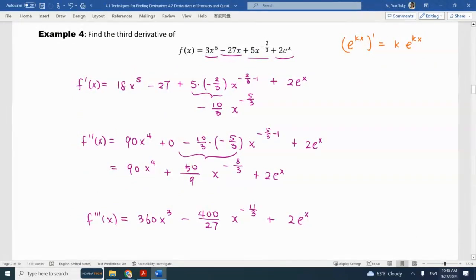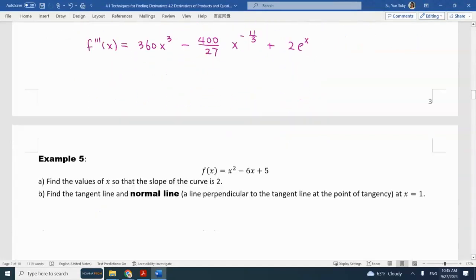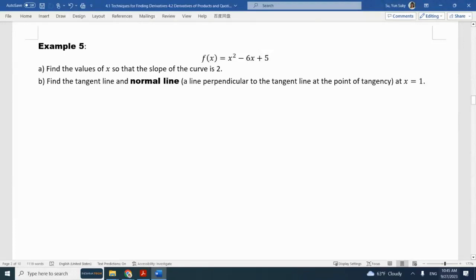So you just keep taking the derivative. I strongly recommend you make it into the standard form before you continue. Especially when you see some x powers in the denominator, make it into the standard form first. Okay, so example 5. Wow, today we should finish 4.2, but we're still in 4.1. It's okay, we catch up later.